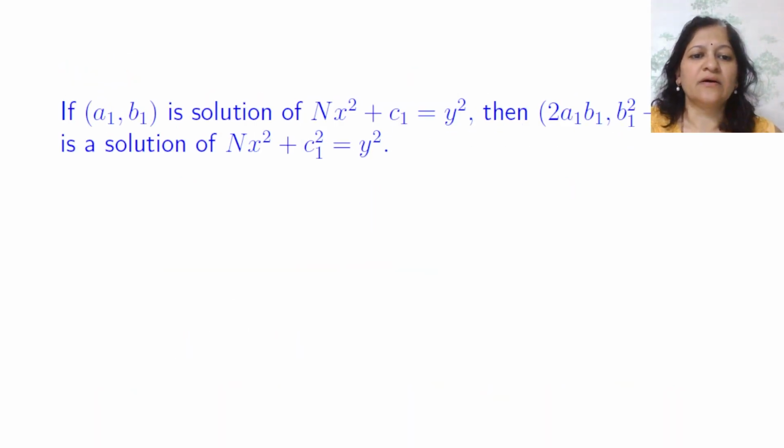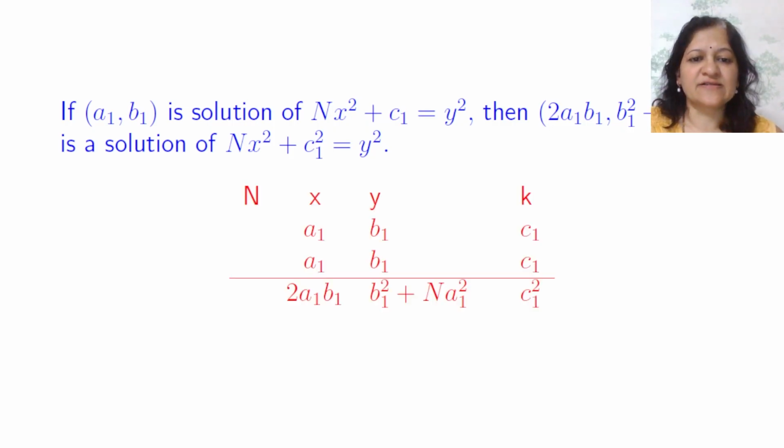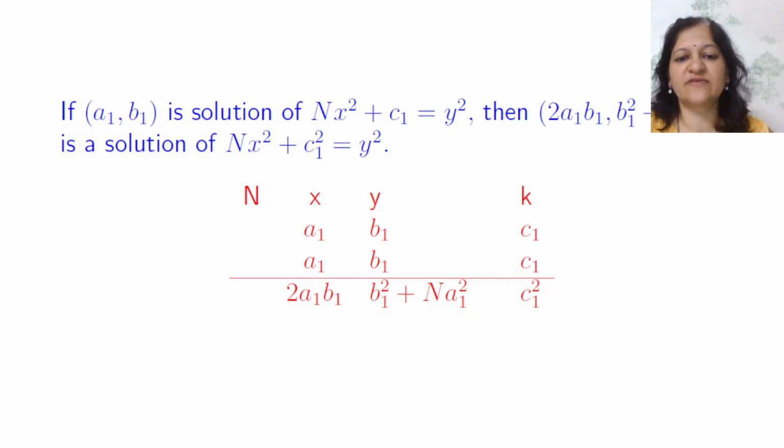Then there is another Bhavana called Tulya Bhavana. In this case, if you consider the second row as same as the first row in the additive Bhavana, then we get Tulya Bhavana. So Tulya Bhavana is a special case of additive Bhavana. So here, if a1, b1 is a solution of Nx square plus c1 equal to y square, then 2 a1 b1, b1 square plus N a1 square is a solution of Nx square plus c1 square equal to y square. This is very useful for solving examples.